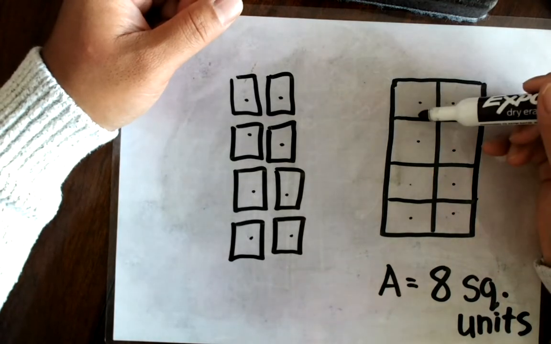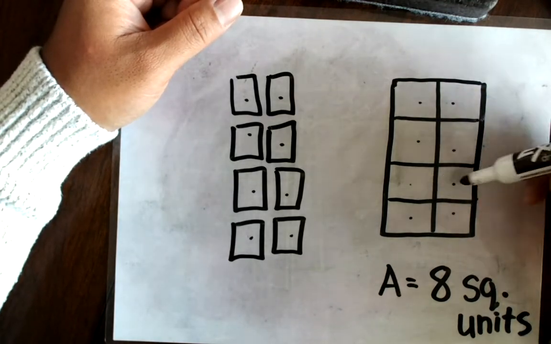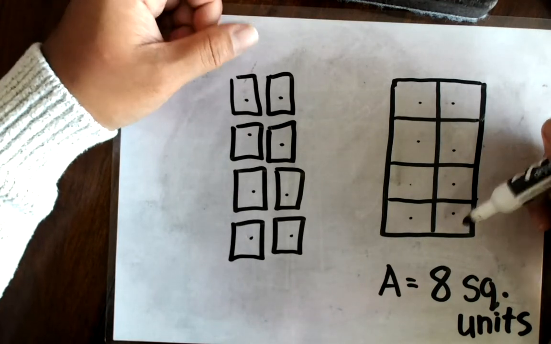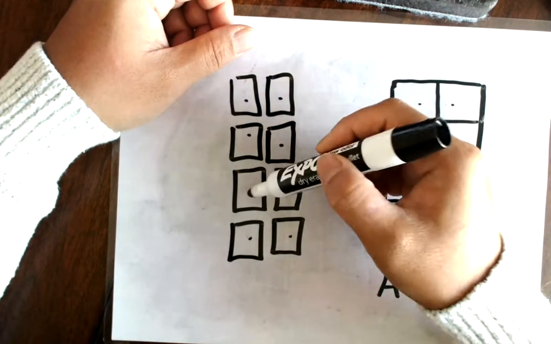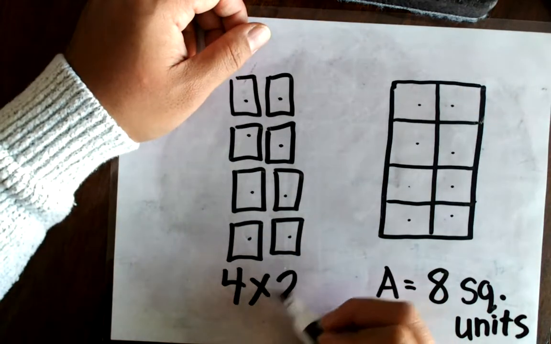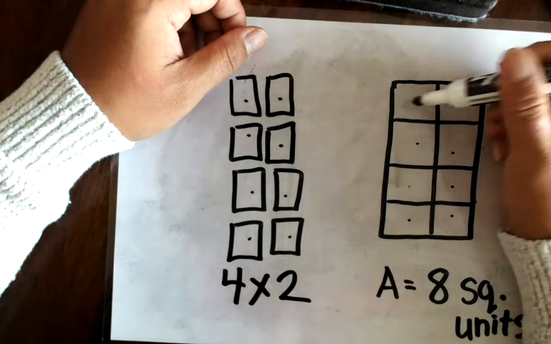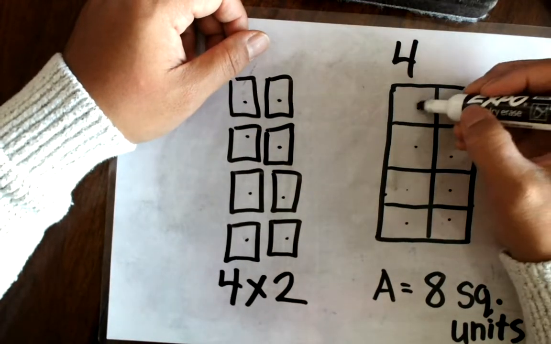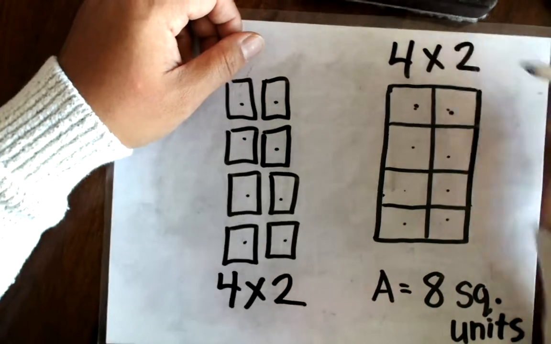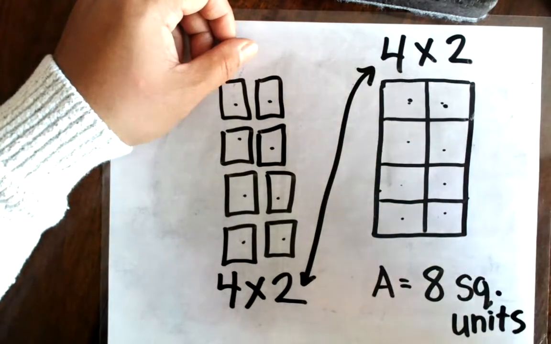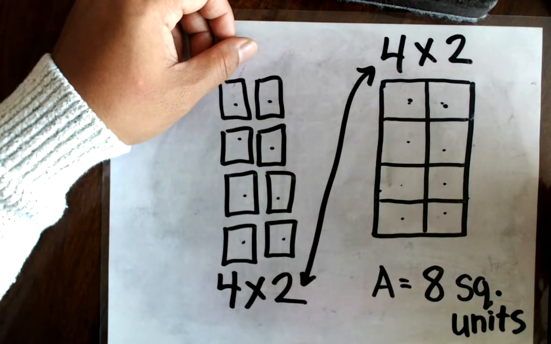And you can count the squares on the inside, or you can easily do this. There are 1, 2, 3, 4 rows, and there's 1, 2 boxes in each. See how they're exactly the same? 4 times 2 and 4 times 2?